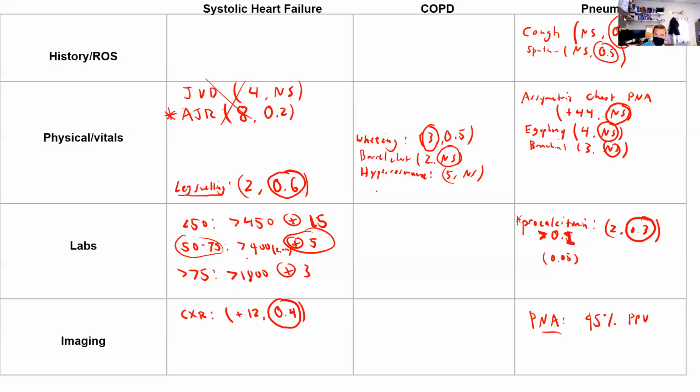So sternal notch to clavicle, less than 4 centimeters. If they have that, it's a likelihood ratio of 4, but it's not super sensitive, so it's not super helpful if they don't have it. So he didn't have hyperresonance, which wasn't helpful. He didn't have that sternoclavicular finding, which wasn't helpful either.